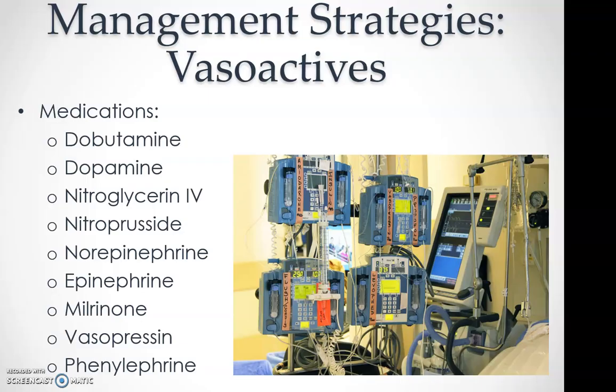Epinephrine, it's our catecholamine, and it not only increases your blood pressure through vasoconstriction, it also increases myocardial contractility. Side effect that is, though, that it can make you tachycardic. Milrinone, also known as Primacor, this is an afterload reducer.